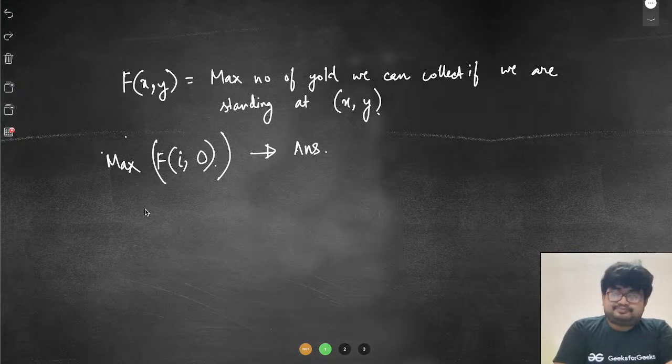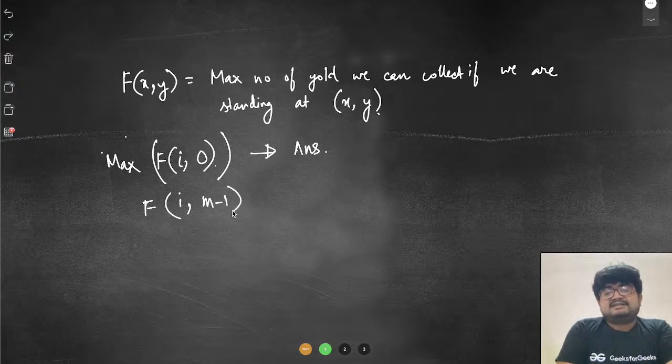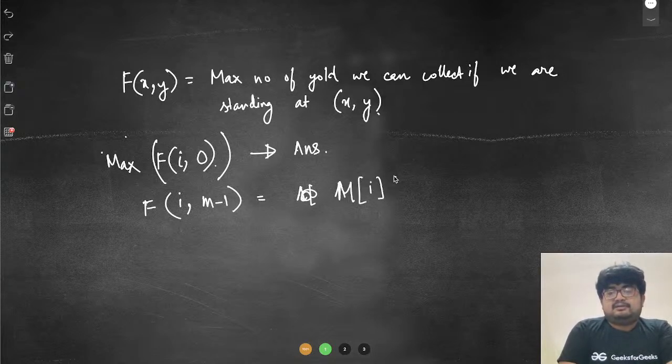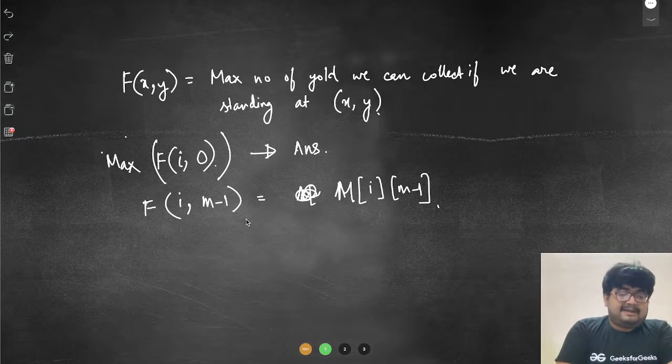And what is the base case? The base case will be if we have reached the last column, for any row I, column m minus 1. F of I comma m minus 1 will be matrix of I comma m minus 1. So this is the base case. If we have reached the last column, it will be just that cell's value, because after that we'll leave the matrix. So this is the last column that we have.